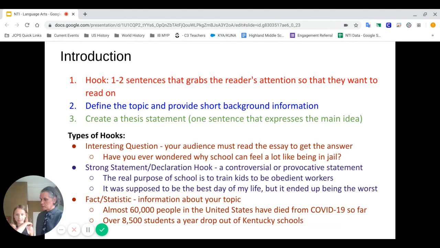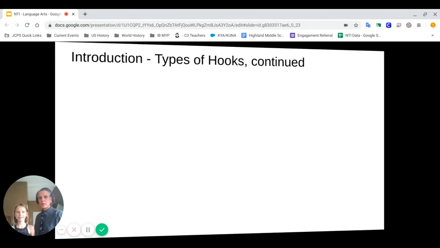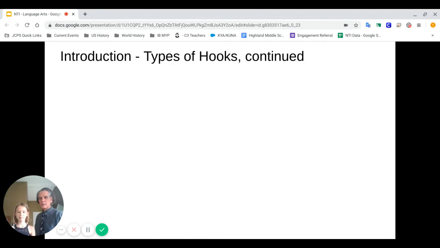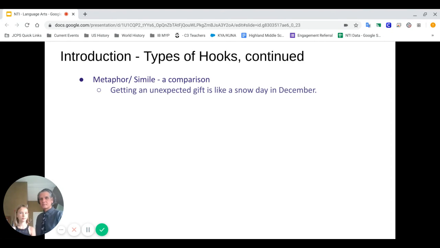You want to see some more hooks? Yeah. Okay. So here are some different types of hooks you could also start with. Metaphor or a simile, which is a comparison, and the only real difference is a simile uses the word like or as, and a metaphor is just a comparison between two things that generally aren't the same. For instance, getting an unexpected gift is like a snow day in December. See, it's not the same thing, but you get the idea that it's fun to get an unexpected gift, and it's unexpected and fun to have a snow day in December.